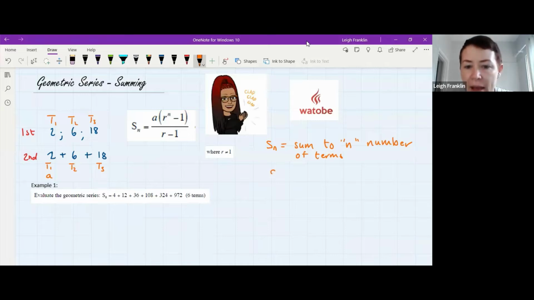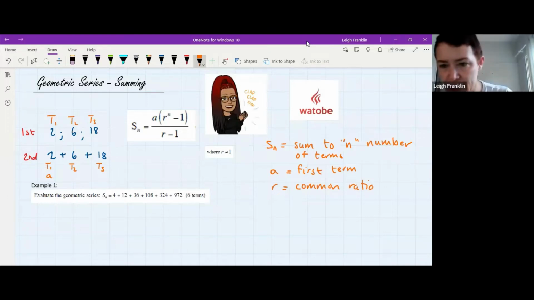A, as always, is the first term of your series. R is your common ratio. Remember, we calculate this by saying term 3 divided by term 2, or term 2 divided by term 1. Even if you said term 50 divided by term 49, it would be exactly the same thing. You would be able to calculate your common ratio. And n is the number of terms in the series.